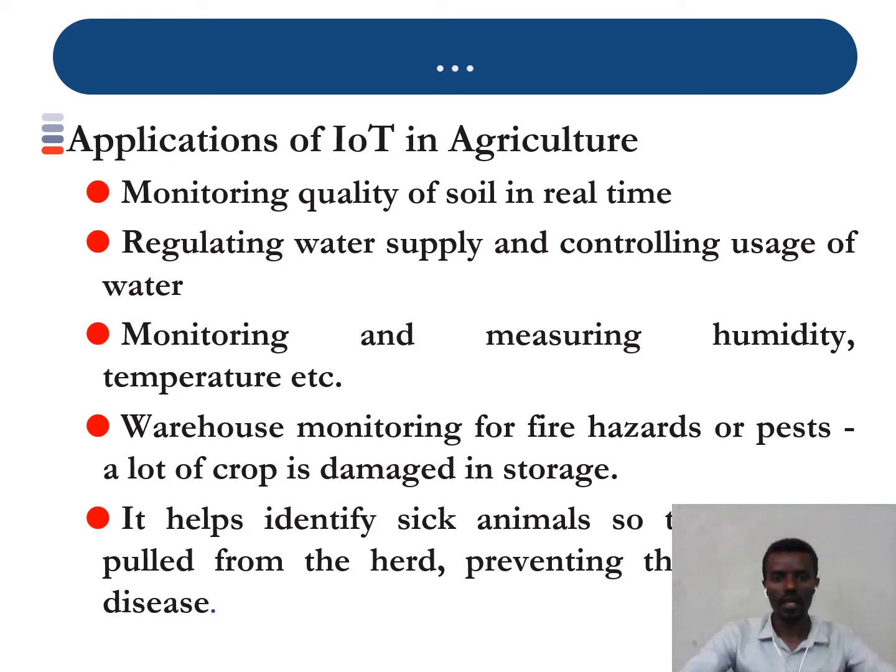In agricultural areas, it can also monitor the quality of the soil in real time, as if the soil is best for such types of plants or materials, and then it can regulate the water supply and control the usage of the water. That means how the water should be supplied in some area: it can reduce it if there is too much, and increase it if there is too little usage, based on the soil. And then the water supply can be controlled by monitoring and measuring the humidity and the temperature of the areas or the conditions.